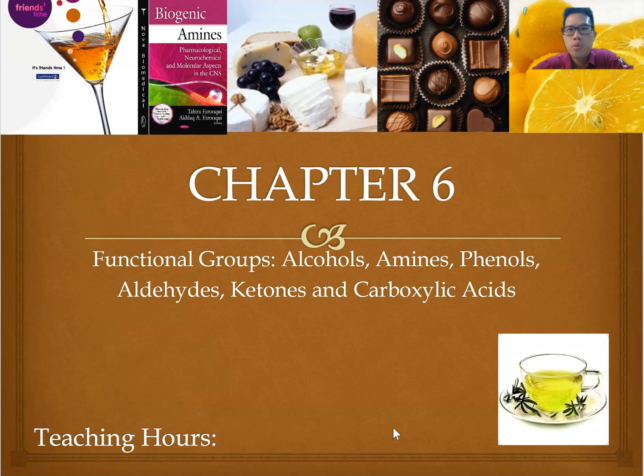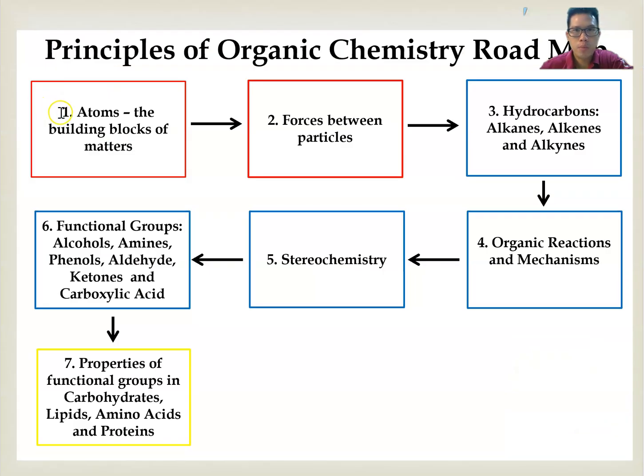Okay, welcome to the Principle of Organic Chemistry, Chapter 6, Functional Groups. We have moved from Chapter 1, 2, 3, 4, 5, so now we are entering Chapter 6. For this week, we're going to talk mainly about the alcohols, amines, and phenols. Next week, we're going to talk about aldehydes, ketones, and carboxylic acids.